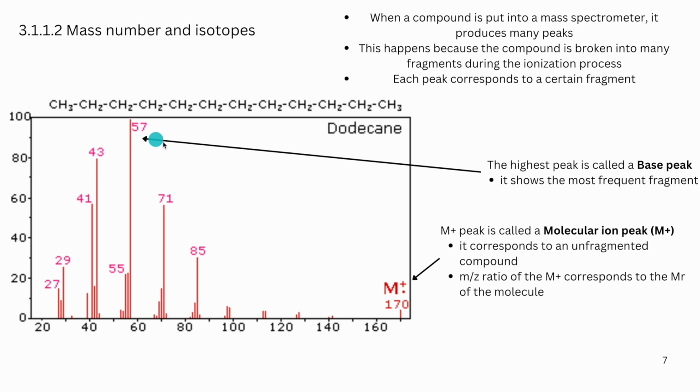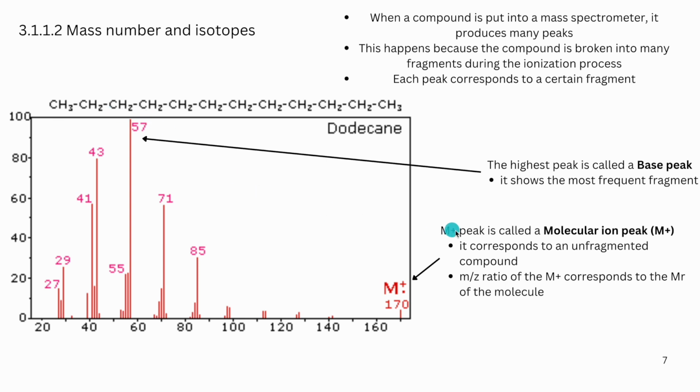So, for example, the highest peak is called the base peak, and it shows the most frequent fragment. As you can see, it has mass number 57. So if you count the mass number of these molecules, probably this bond broke by a high energy electron and produced this fragment with 5 carbon molecules.